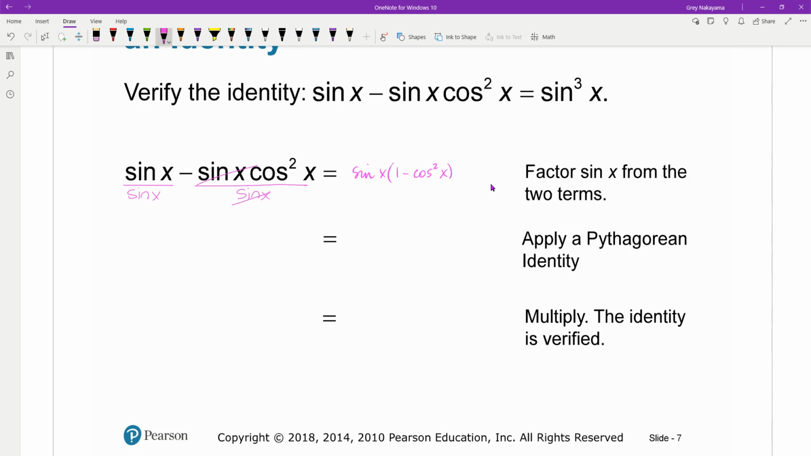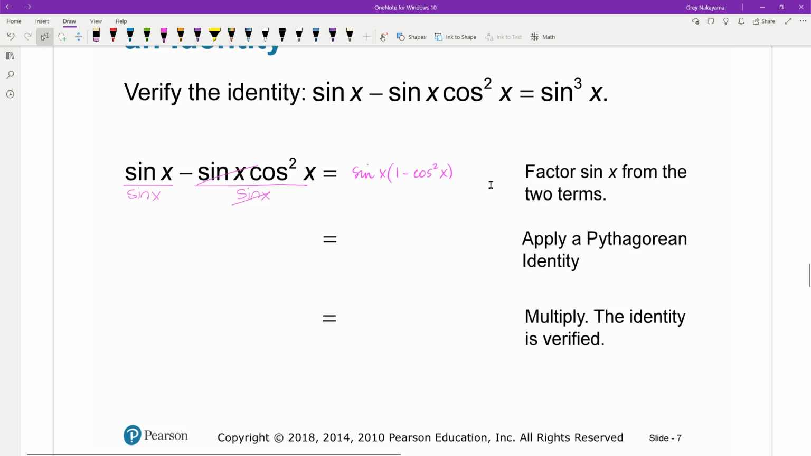Next step, apply a Pythagorean identity. So I have a sheet that you will be able to look at when you do these. However, I should have mentioned this earlier. If you haven't done this already, you need to write down those identities in your notes. All of the identities by groups need to be written down in your notes.